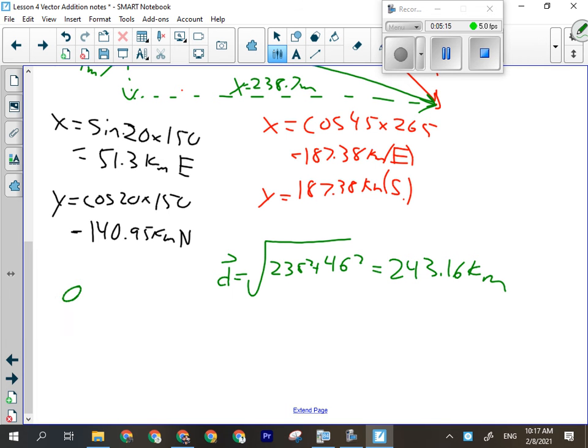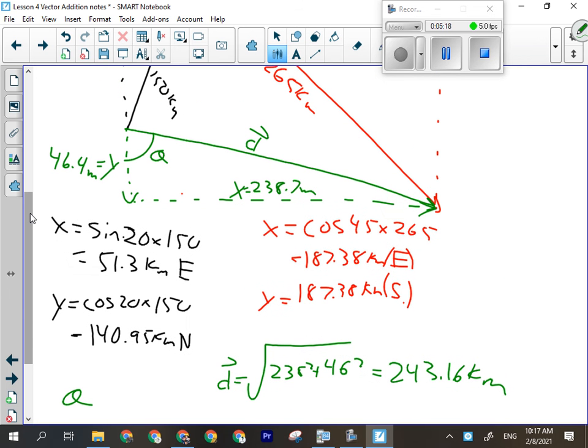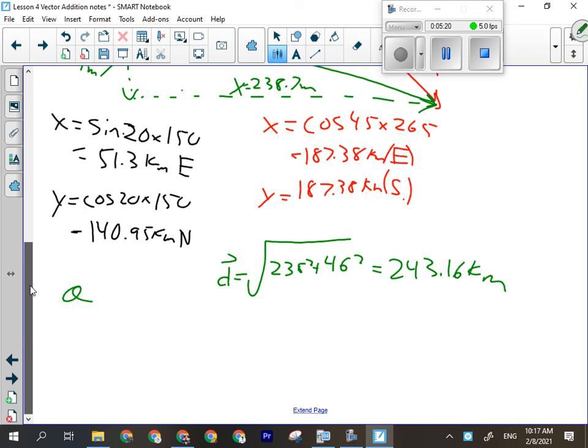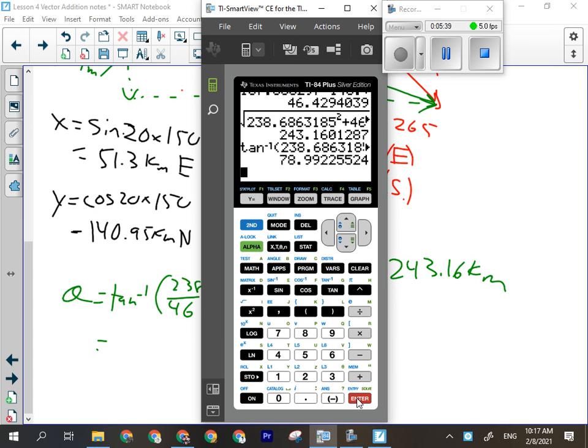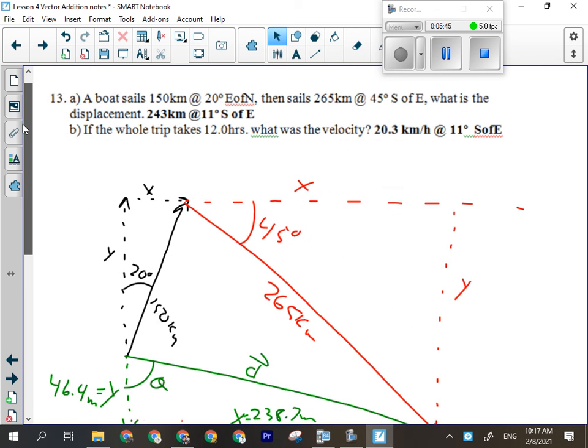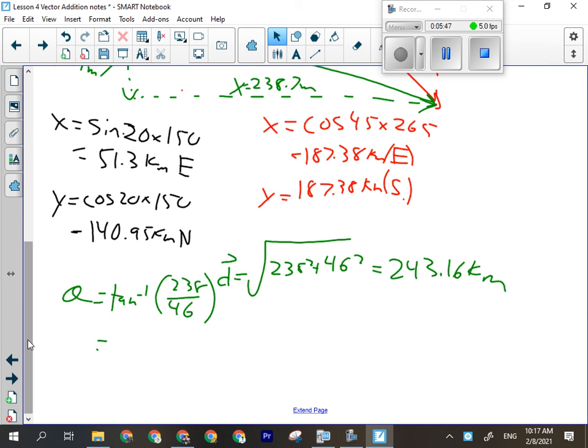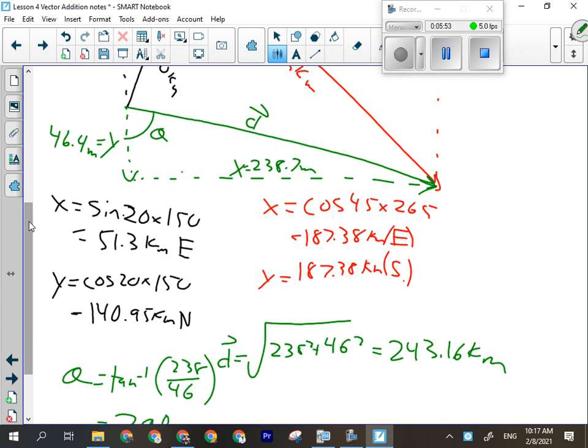Okay, we also need to find theta. Theta is right here. Opposite is the 238 and adjacent is the 46. So that'll be tan to the minus 1 of 238 over 46. So we're looking at 79 degrees, because I think we only have two significant figures here. 79 degrees. And for me, what direction is that going to be? East of south.